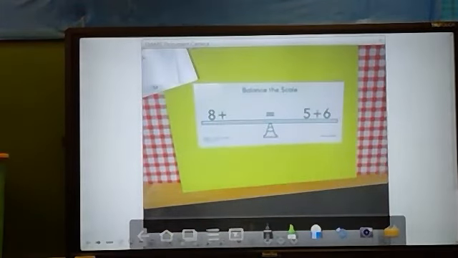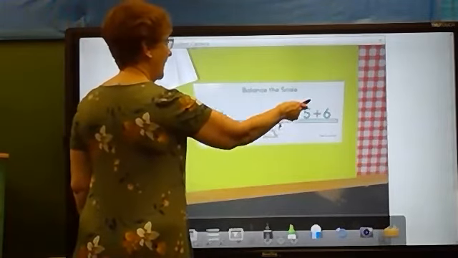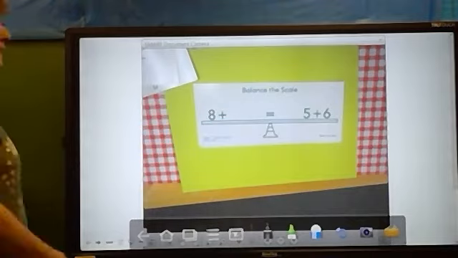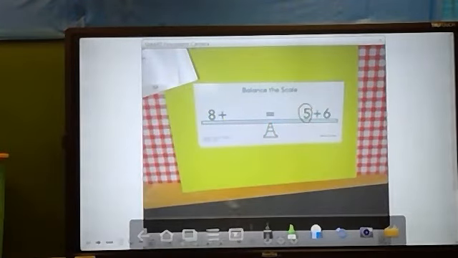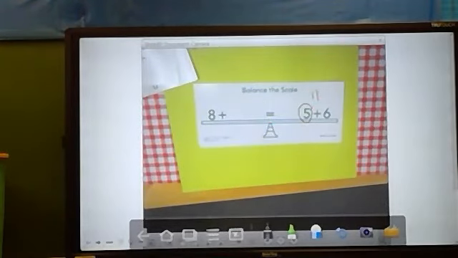Okay, here we have another one. 8 plus some number is the same as 5 plus 6. So let's figure out what 5 plus 6 is so we can figure out what the missing number here is. Now I know that I can see a double plus 1 here. I'm going to start with the smaller double. 5 plus 5 equals 10, and 1 more equals 11. So now I need to know what is the partner for 8 that's going to give me 11.